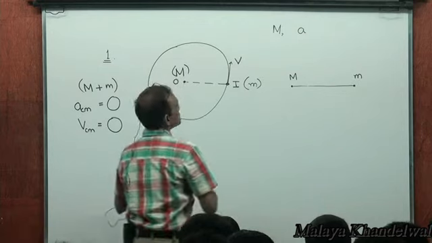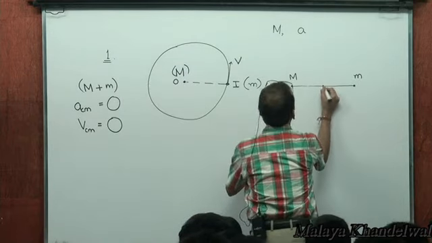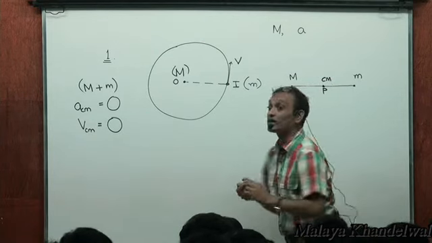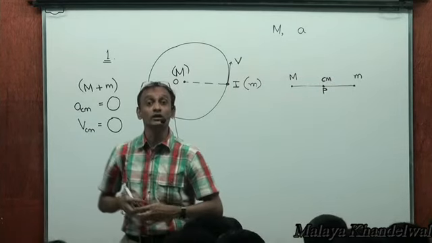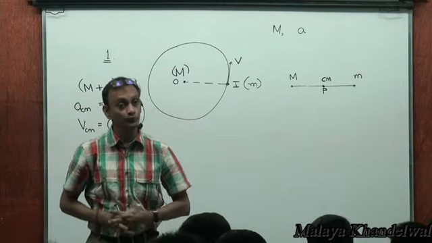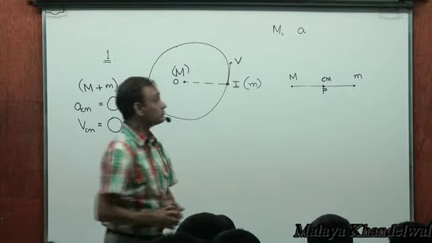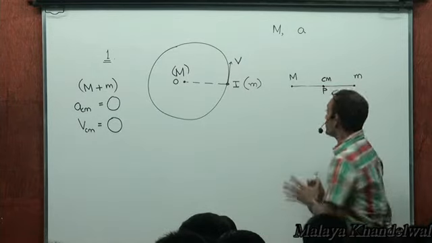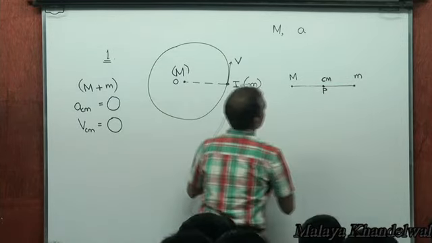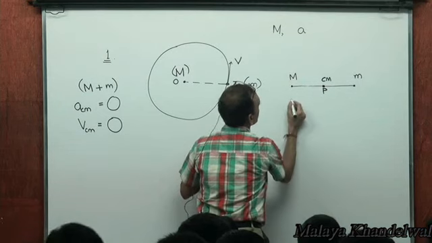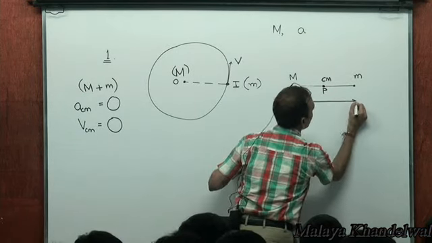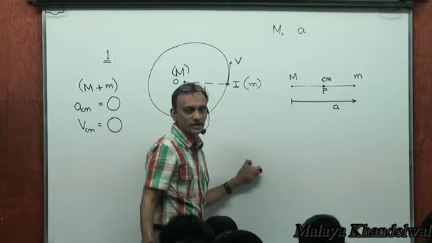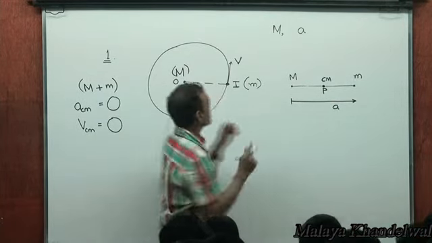That means the center of mass of capital M and small m would be somewhere here at this point P, and it will remain at P. Yes or no? Yes, sir. Right? Now, for it to remain at P, first thing, let's say this length is A units. Let me locate the center of mass to begin with. This length is A units, right?